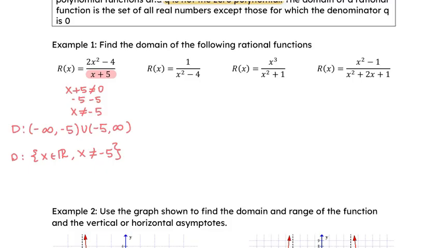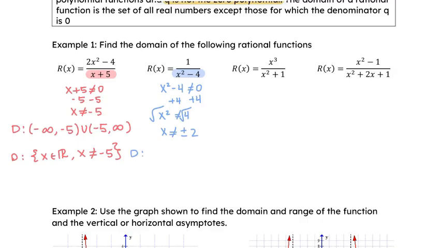Okay, for my next one, I've got x squared minus 4, so same idea. I'm going to take that x squared minus 4 and say that that cannot equal 0. So for this one, you can either factor or you can solve, just like we did the other one. If I solve, I'm going to add 4 to both sides. So x squared cannot equal 4. And then when I square root both sides, x cannot equal plus or minus 2. Remember, if you take the square root of both sides, you've got to put a plus or minus with it.